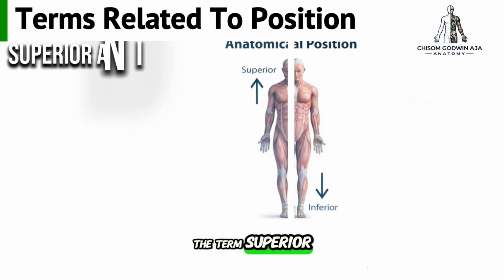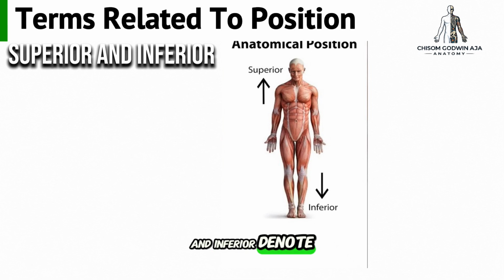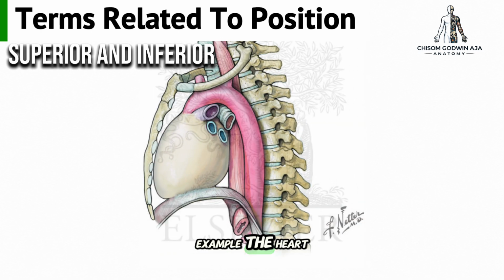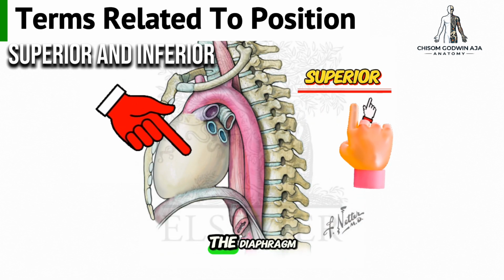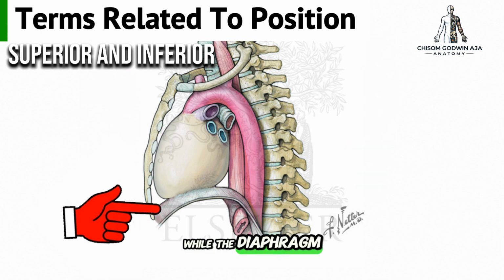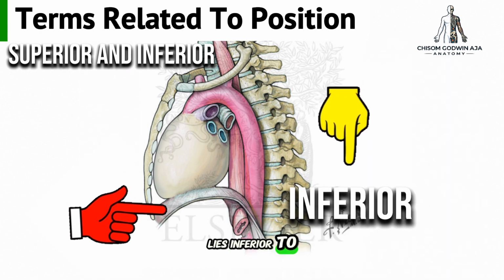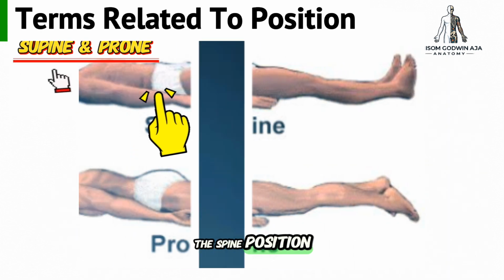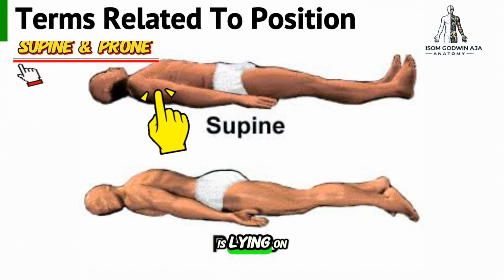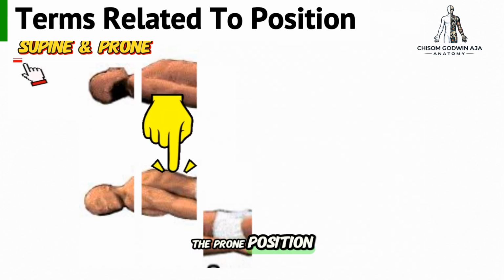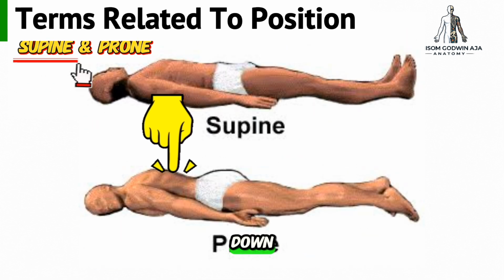The terms superior and inferior denote levels relatively high or low with reference to the upper and lower ends of the body. Example, the heart lies superior to the diaphragm, while the diaphragm lies inferior to the heart. The supine position of the body is lying on the back. The prone position is lying face down.